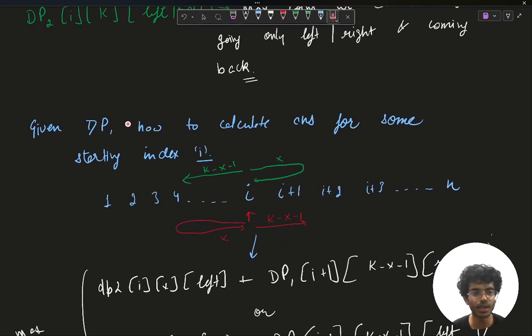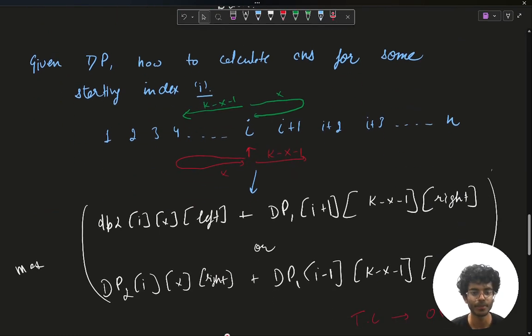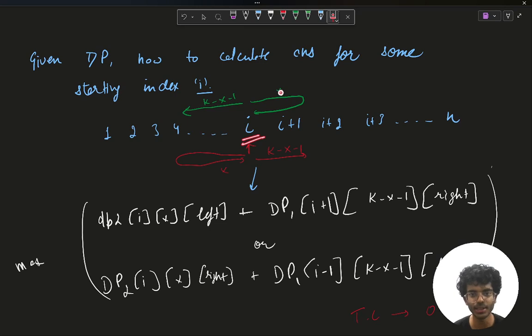So given these DP1 and DP2, how do we calculate the answer for some starting index? Let's say this is some starting index I. We know that we have a total of k days. So let's say for X number of days, I'm doing the round trip, and then for the rest of the days, I'm going only to the left. And how many days are left? K minus X minus 1, right? Because K minus X days are left, and one day it will take to go to I minus 1.